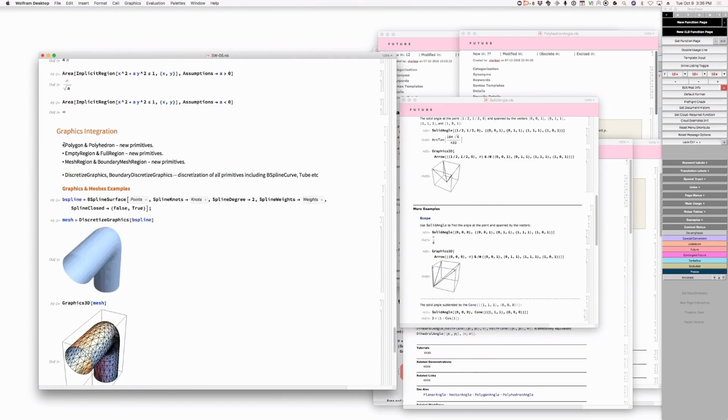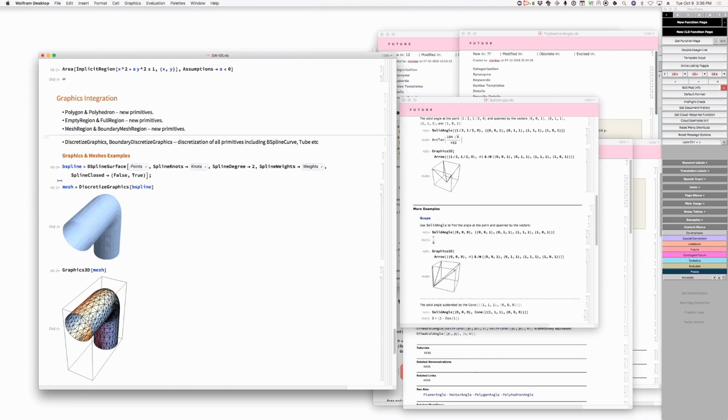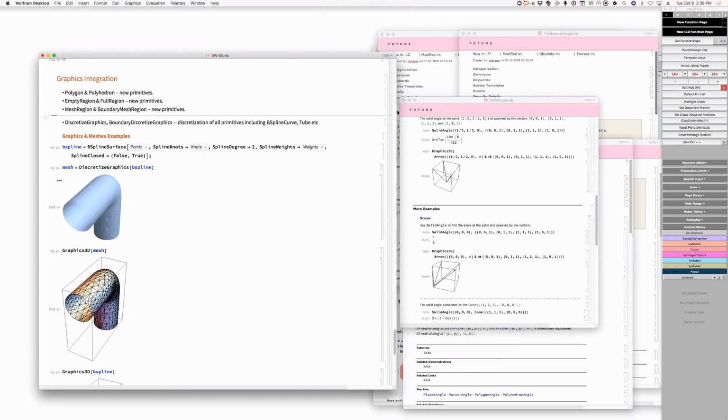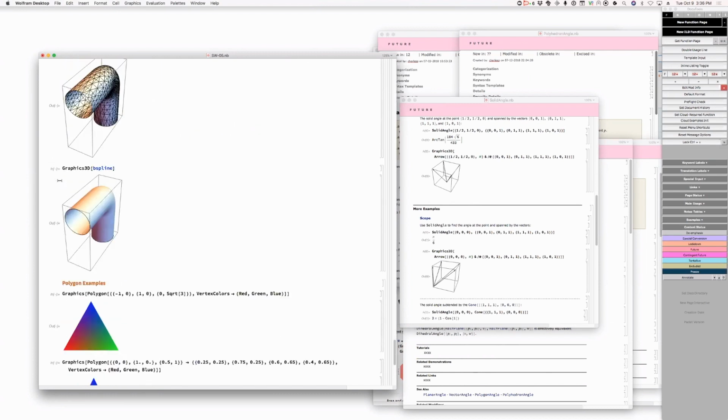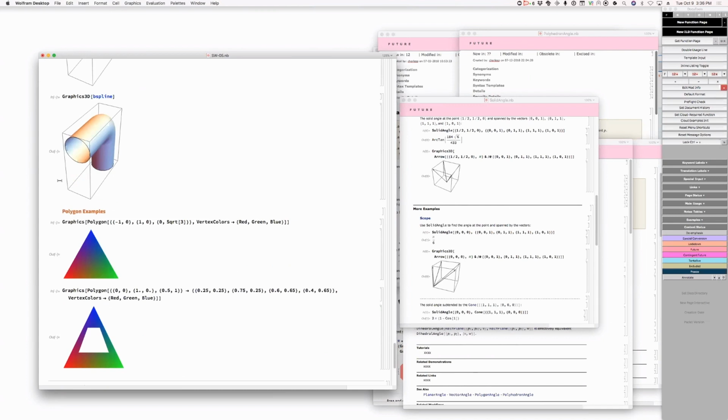Yeah, so all kinds of other improvements. Discretization now covers all primitives, including tubes and other things, splines. That's cool. And also mesh and boundary mesh region are graphic primitives now. So what does that mean? That means they can just be directly put into graphics? Before they could be used in show, but now they can also be used in graphics 3D.